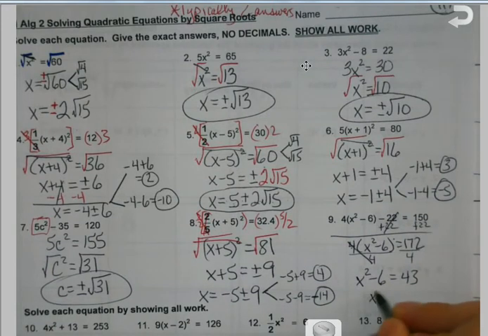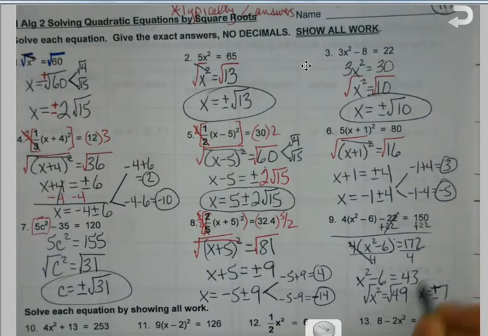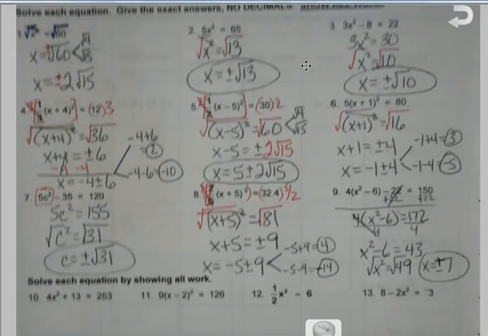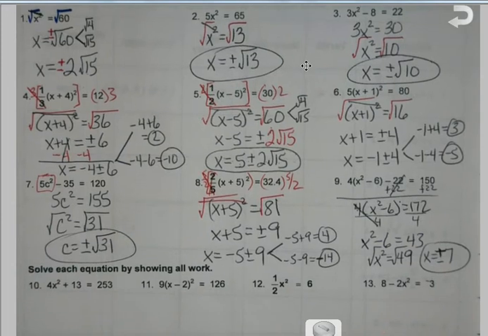Then I can add the 6 over, and all of a sudden it becomes a lot easier to work with. Now, I almost forgot my plus minus. That would have been bad. Now, if I'm thinking correctly, I think there's only one more twist on this side that I could throw at you, and I think it's going to be number 13. So let's jump down there for a second.